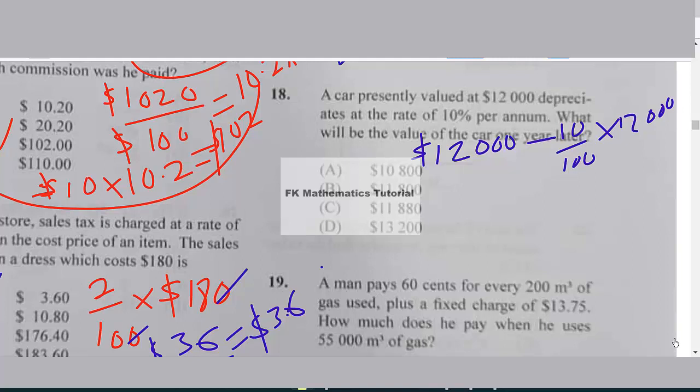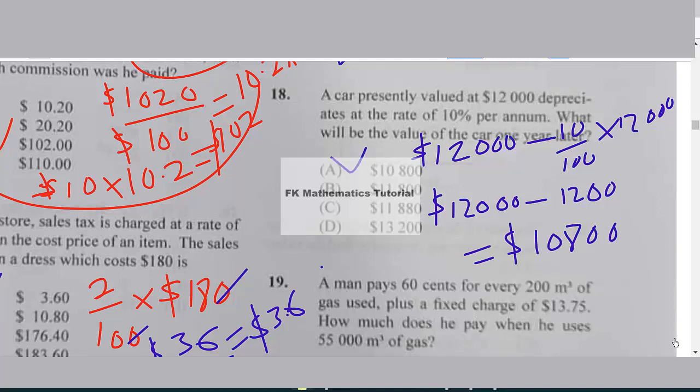So this will be the same as 12,000 minus 10% of this, which will be 1,200, and this will be equal to $10,800. So the correct answer is A.